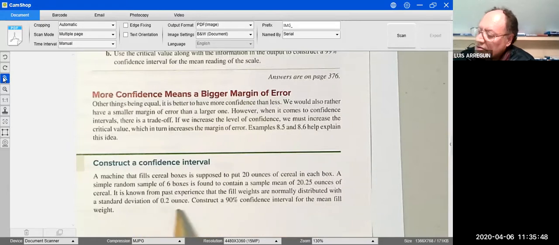This population is normally distributed with a standard deviation of 0.2 ounces. They don't write here the Greek letter sigma, but you need to understand that they are talking about the population, so this is going to be your sigma.